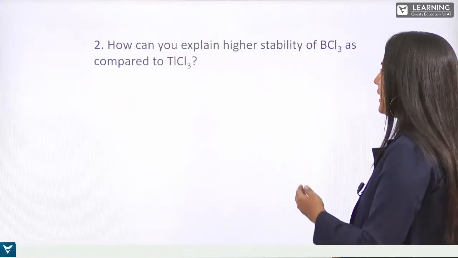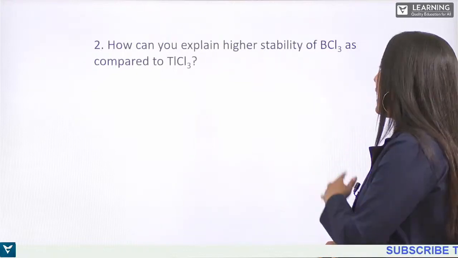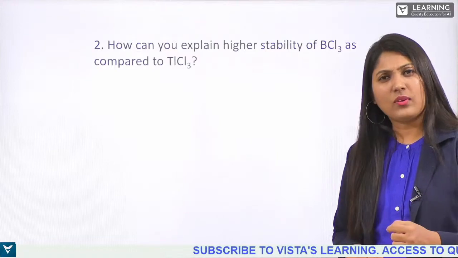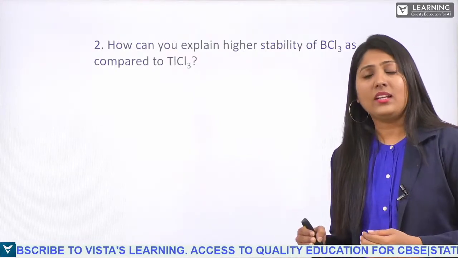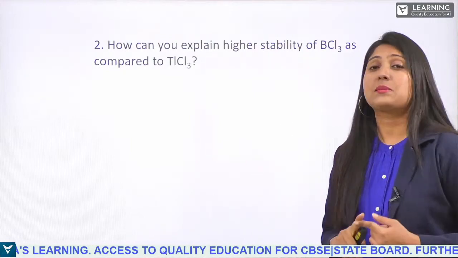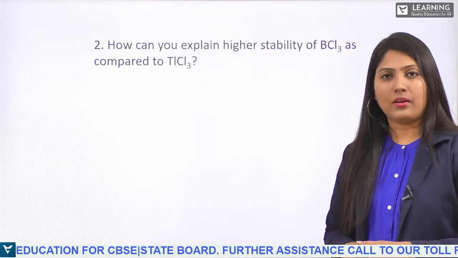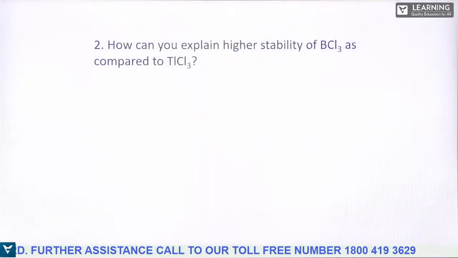The next question. How can you explain the higher stability of boron trichloride as compared to that of thallium trichloride? Just now we talked about the oxidation states, which is stable, which is not stable, right? +1 is stable for thallium, whereas +3 is stable for boron. So that is the reason here. Can you get the answer, students? Meanwhile, I'll be back.